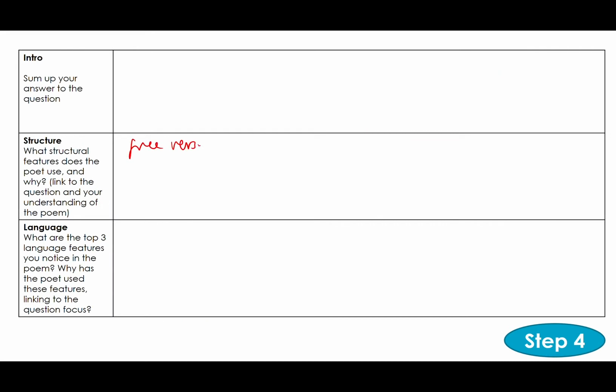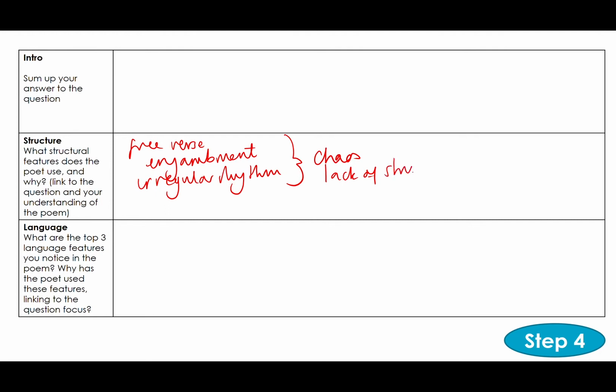3 verse, enjambment, and irregular rhythm. I need to make notes. They all create chaos, a lack of structure, maybe a sense of fear, a sense of disruption. So autumn, if I'm thinking about my question, autumn maybe is quite a chaotic experience because it changes the world so dramatically.